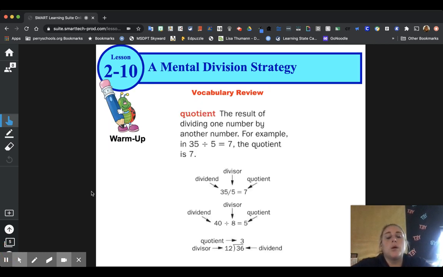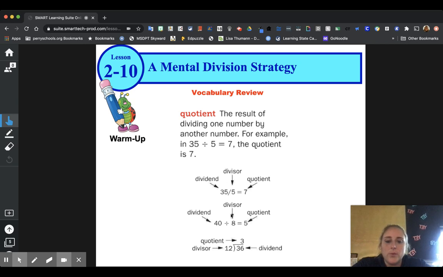And this is our last. We've got the word quotient. So quotient is the answer or the result of dividing one number by another. So going back to that problem of 35 divided by 5, we know we're taking 35 and dividing it into 5 groups. Well, our quotient or our answer for 35 divided by 5 is 7.